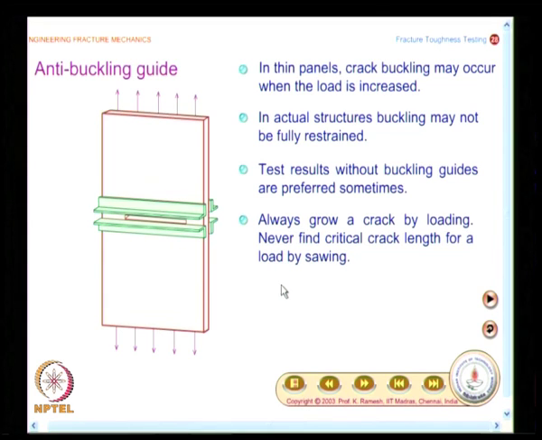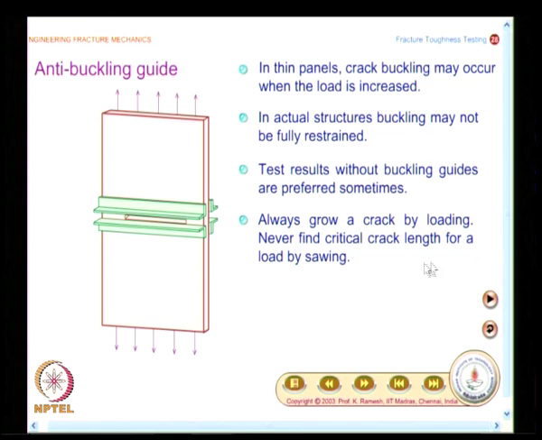And another recommendation is you have to grow a crack always by loading. What we have seen, when you increase the load, you will have a stable fracture followed by unstable fracture. And in fact, people make a video record of this plane stress testing, and they have to definitely see there would be a stable fracture followed by unstable fracture. This is how people filter out the results.